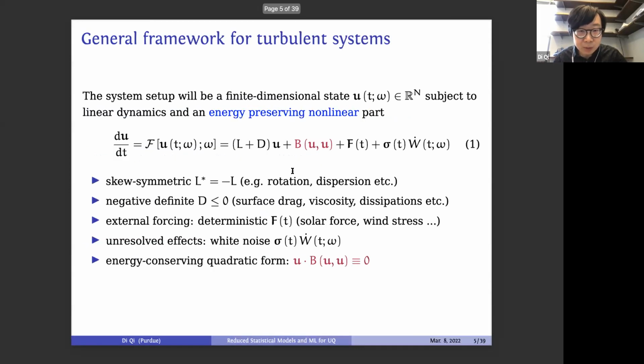So to start, this is the first general formulation of the system. We denote the system of interest as U. U is viewed as a random process or a random field. Here we just assume it's finite dimensional, so this can be viewed as a finite dimensional projection of a continuous system. But in general, the dimensionality of the system is very large.